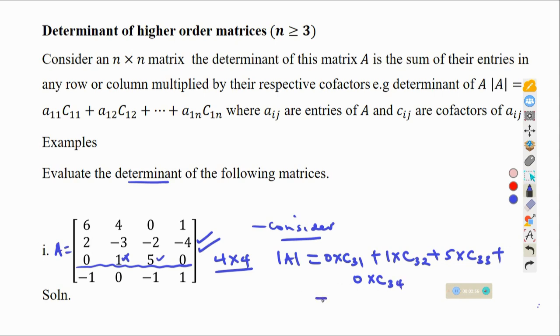Looking at that, you can easily realize that the zero terms will cancel. The 1 times C32 will remain C32, plus 5 times C33. So basically, to find the determinant of A, we shall need the cofactor C32 and the cofactor C33.